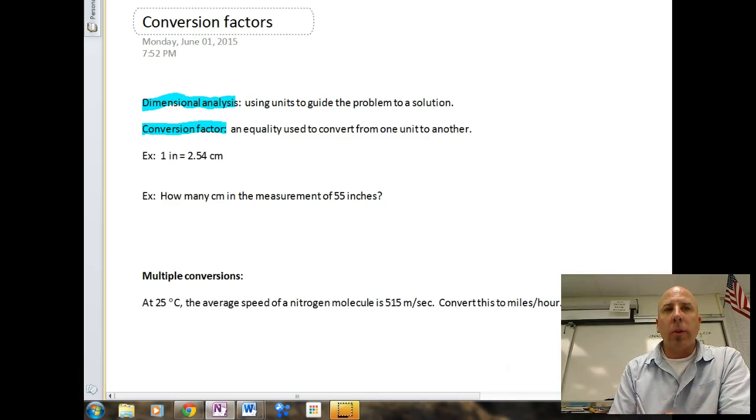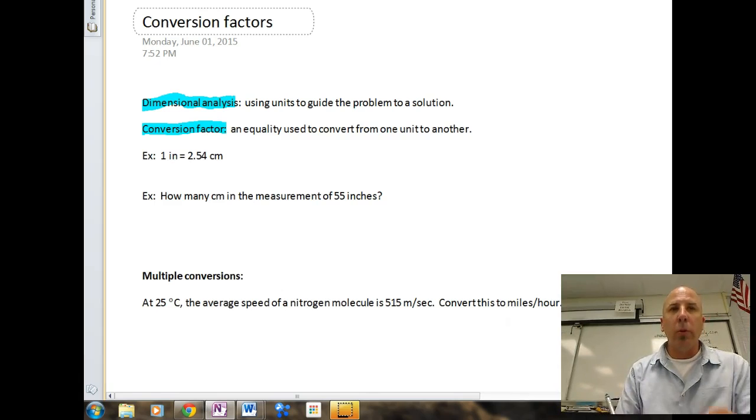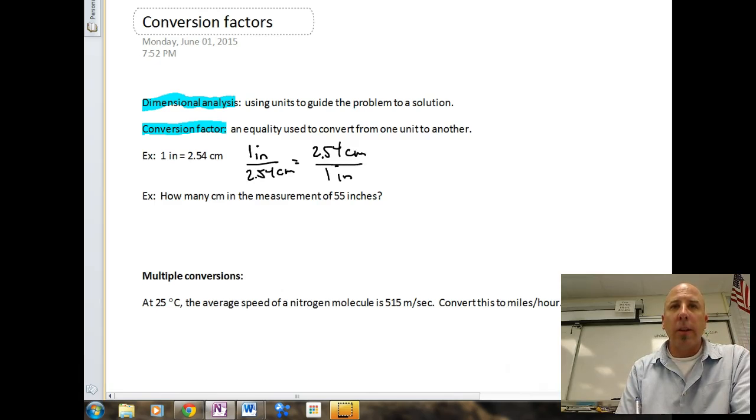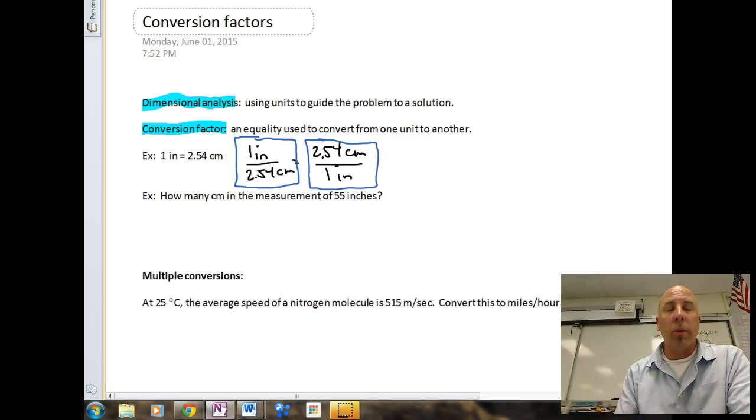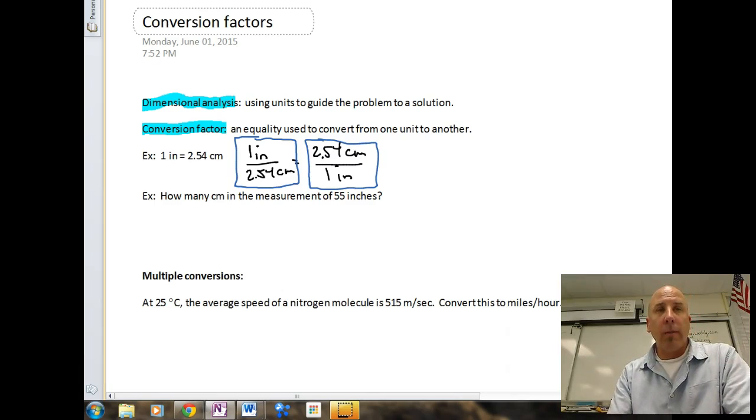These conversion factors are an equality used to convert from one unit to another. So what we have here is a conversion factor of 1 inch is equal to 2.54 centimeters. Now we could turn these into two fractions that are equal to each other. We can have 1 inch over 2.54 centimeters, and this is equal to 2.54 centimeters over 1 inch. These are both considered conversion factors to convert from one unit to another, really depending upon how we start this all out. We did this with moles and stoichiometry in regular chemistry, and we're going to do it a lot in AP Chemistry.